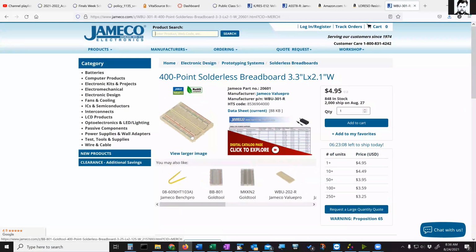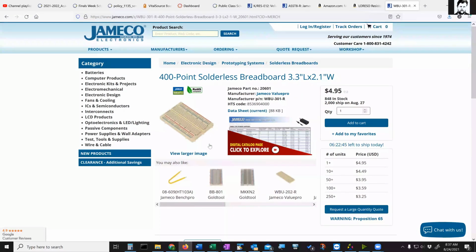This is just half the size of the other one I showed you, the rectangle. This is a 400-point one. So it's a good idea to have a variety of breadboards, but as a minimum, if you're just trying to save money and get the bare minimum, just get the 800-point one, I guess, for this course. If you want to invest in future classes, then I would get the bigger one.